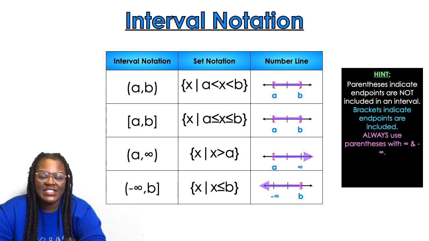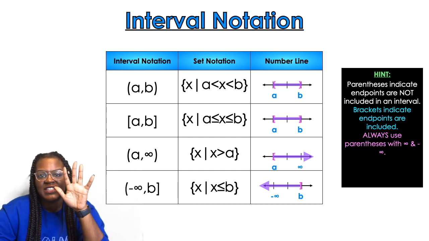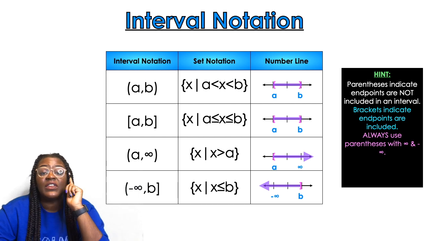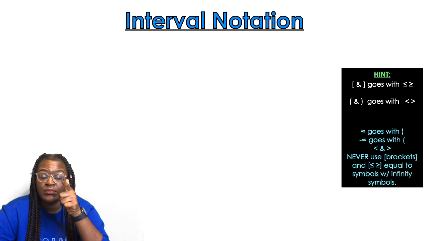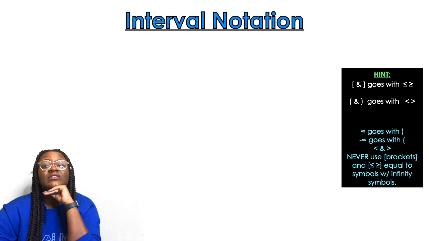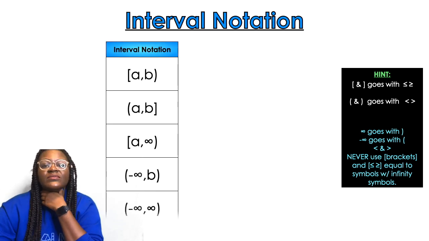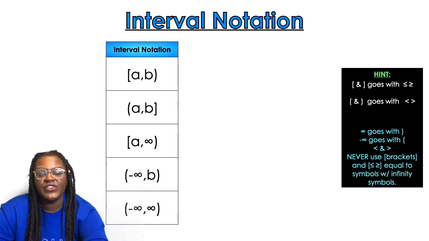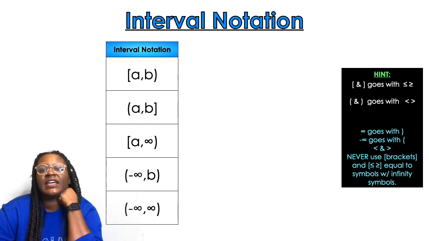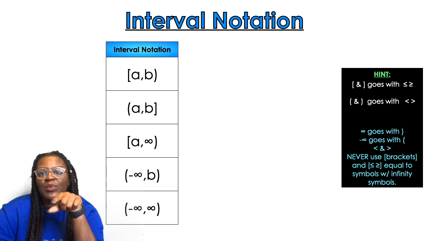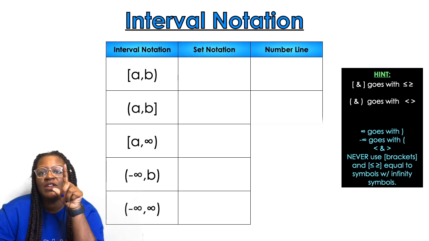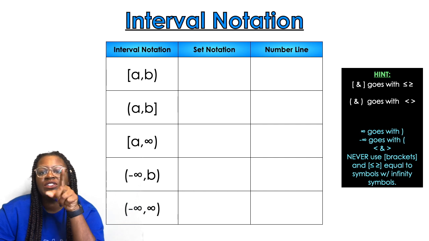Now we're gonna do the same thing. We have 5 more different variations of it, and I'm gonna see if you guys can figure out what's going on. Okay, so first of all, this is my interval notation. For the first one, I have bracket A, B parenthesis. Bracket A, B parenthesis. So we're gonna do set notation and number line. What do you think the set notation looks like? Look at your notes that you just took. What would you write?